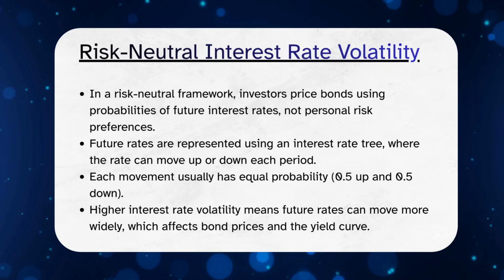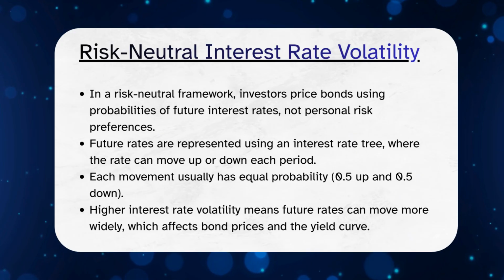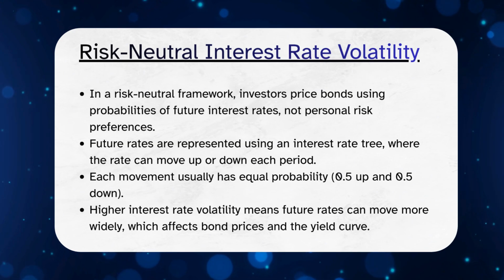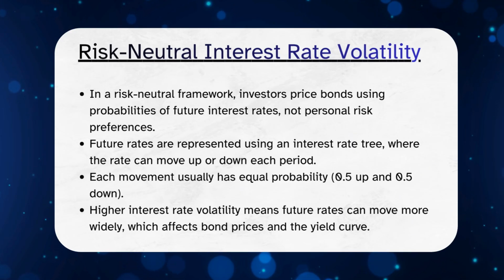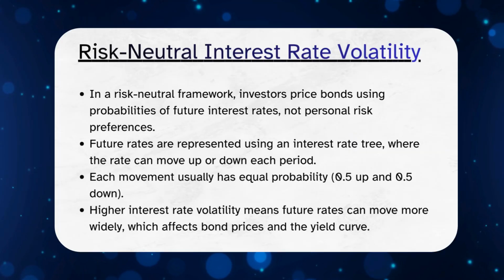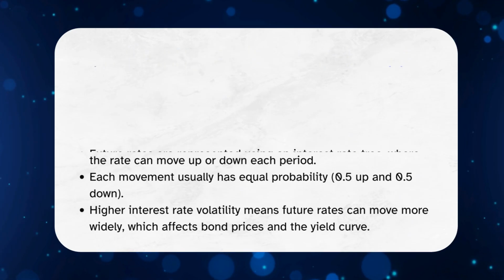To represent how interest rates might move in the future, we use something called an interest rate tree. In this tree, the rate can move either up or down in each period. Typically, we assume equal probabilities, meaning a 0.5 probability of an upward move and a 0.5 probability of a downward move. When interest rate volatility is higher, it means future interest rates can move more widely. This uncertainty affects both bond prices and the shape of the yield curve.